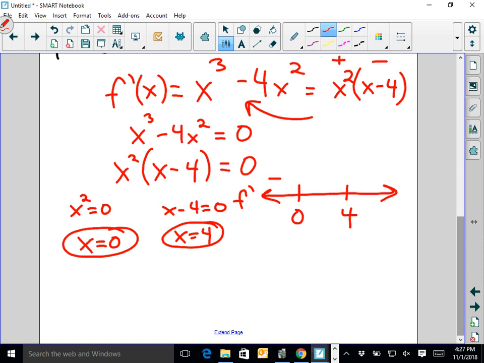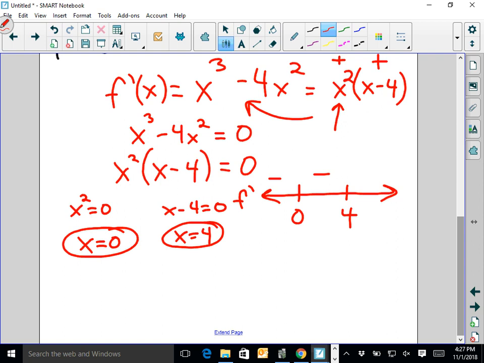Next, I want to test between 0 and 4. I'll test with 1. So I'm going to go back up here. 1 squared is positive. 1 minus 4 is still negative. A positive times a negative is still a negative. Lastly, I want to check a number bigger than 4. So I'll use 5. 5 squared is a positive number. 5 minus 4 now is a positive number. A positive times a positive is a positive.